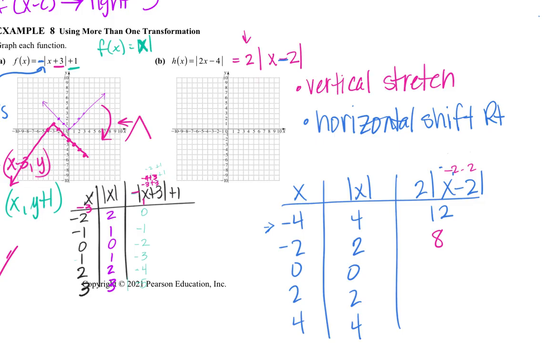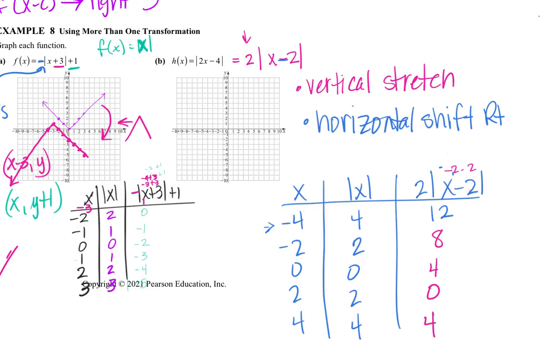0 minus 2 is negative 2. The absolute value of negative 2 is 2, and 2 times 2 is 4. So you should notice what's happening over here, that each time it's decreasing by 4. So 2 minus 2 is 0, and 2 times 0 is 0. 4 minus 2 is 2, and 2 times 2 is 4. So you start going back up.